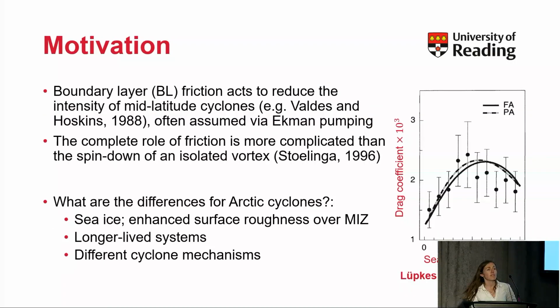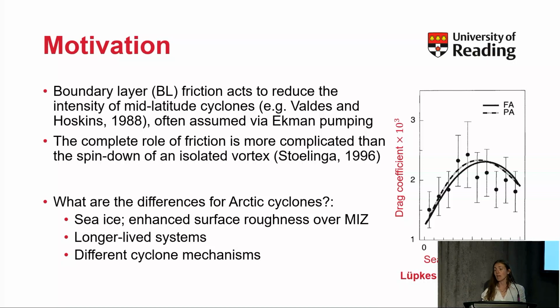Okay, so starting with the motivation for this work. We know that boundary layer friction acts to reduce the intensity of mid-latitude cyclones, and the dominant frictional process is often assumed to be Ekman pumping, where friction forces convergence and a secondary circulation that acts to spin down a barotropic cyclone, or barotropic vortex. But in baroclinic cyclones, the complete role of friction is more complicated than this, and I will get onto this later.